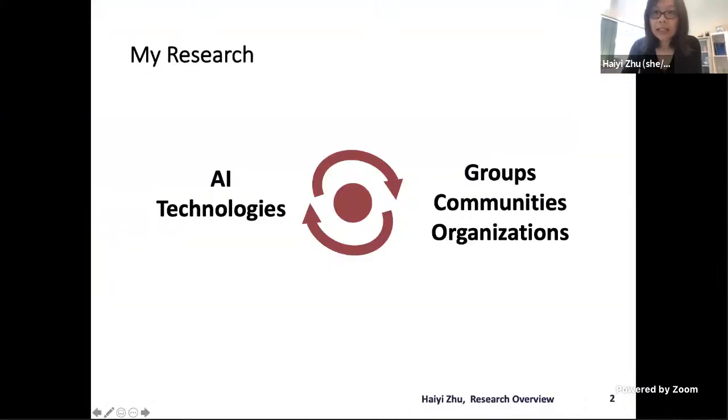AI technologies have changed how we connect, communicate, exchange, and work with each other. These technologies are impacting our groups, communities, organizations in important and complex ways. At the high level, I do research in human-computer interaction. I specifically study how the AI technologies and groups, communities, and organizations are co-evolving, transforming each other in the process, and how we can design better AI technologies to better support our groups, communities, and organizations.